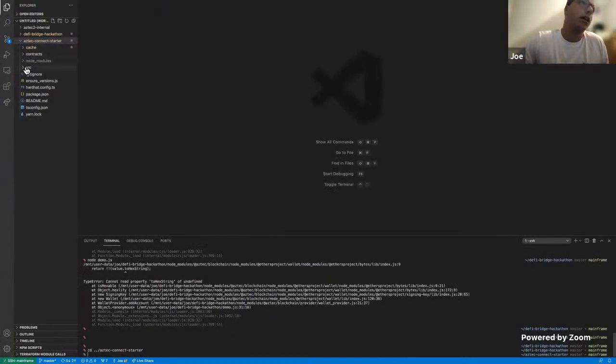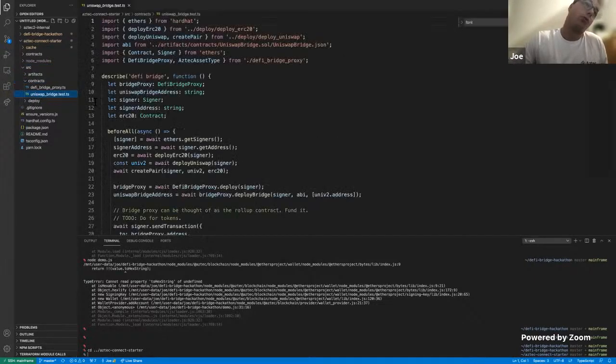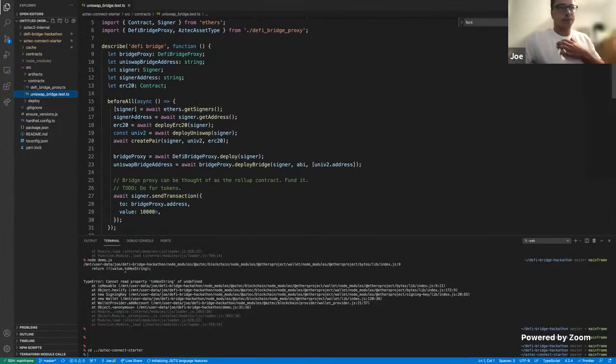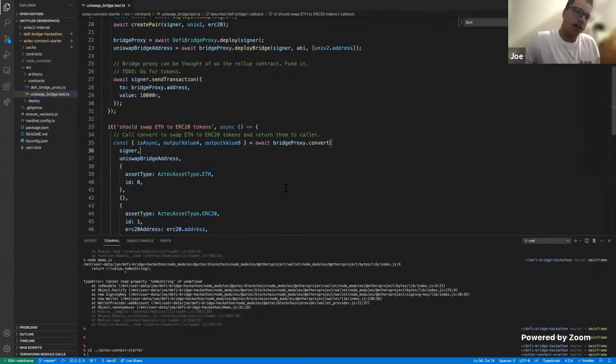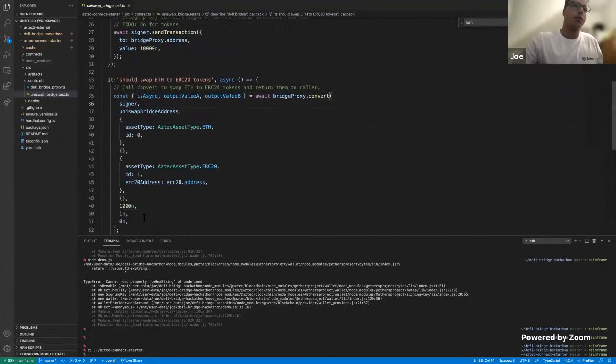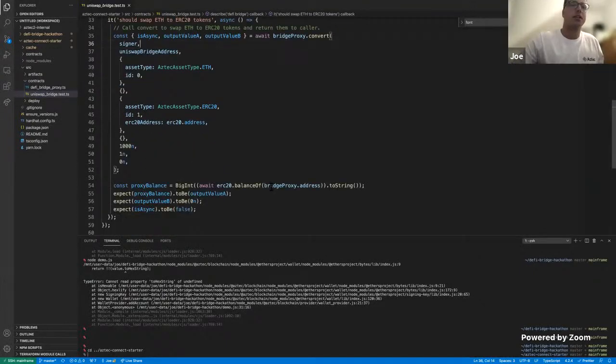So inside here in the source folder, we've got a Uniswap bridge test. What this does is it simulates the Aztec rollup calling a bridge contract. It calls it with different assets and different amounts, and it expects the bridge proxy to receive assets back. So it's actually quite a simple interface to write the contract.